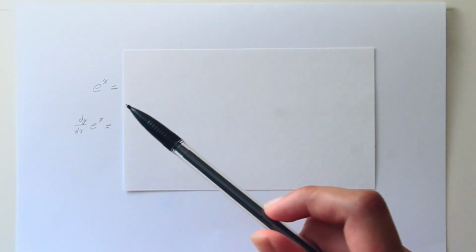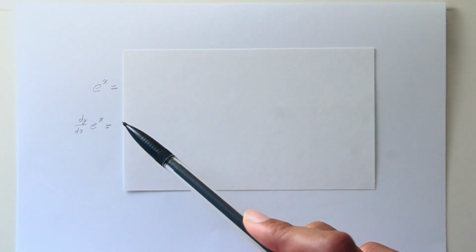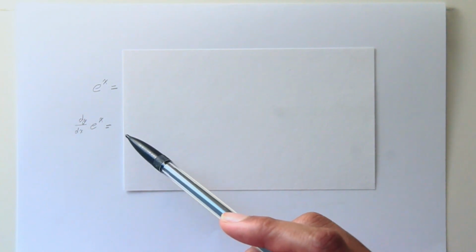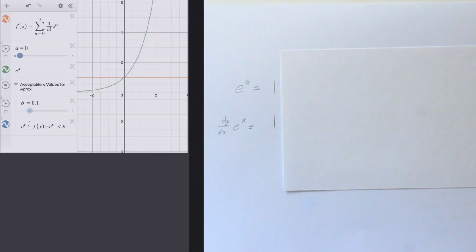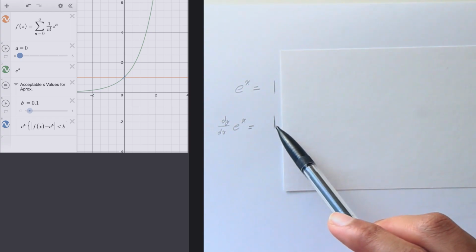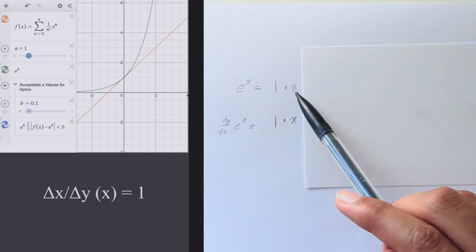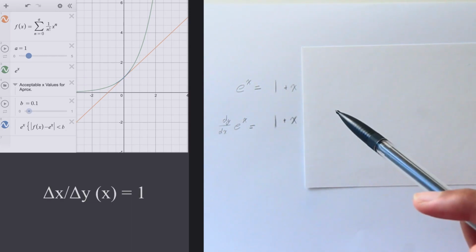So the main property with e to the x is that its derivative is equal to itself. So if we have a term over here, we're going to have to add that term over here too. So let's start off with 1. If 1 is in the derivative, x must be in the function too, since the derivative of x is 1. And we got that using the power rule.